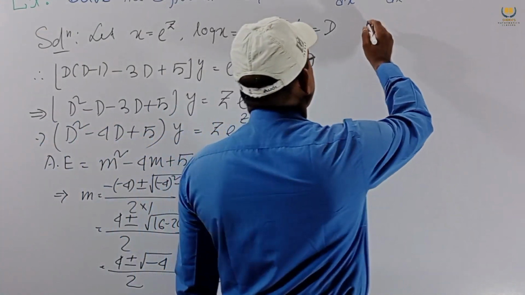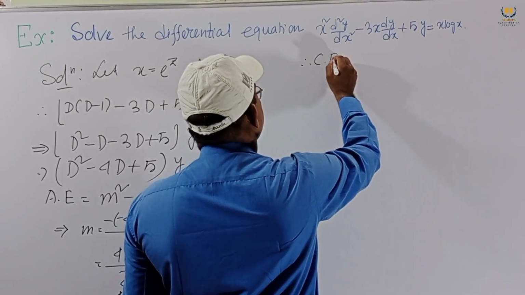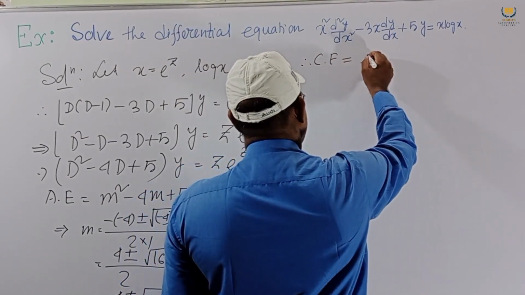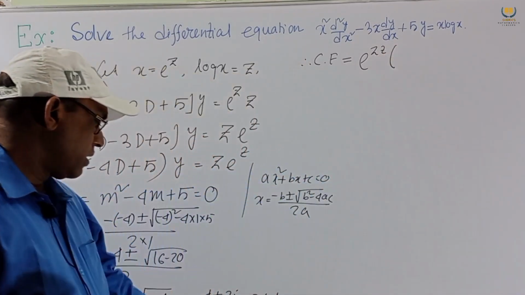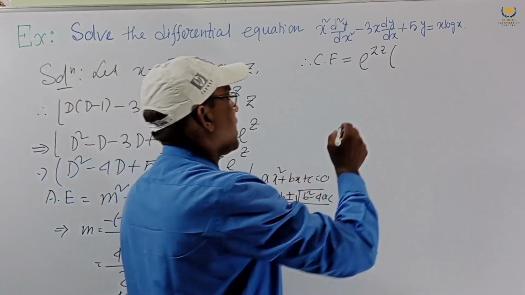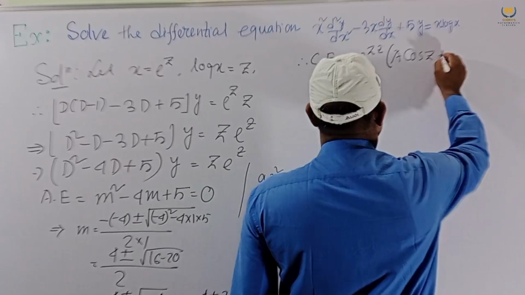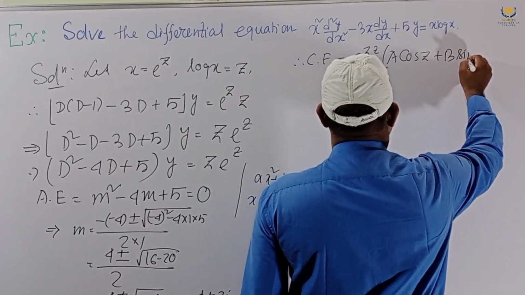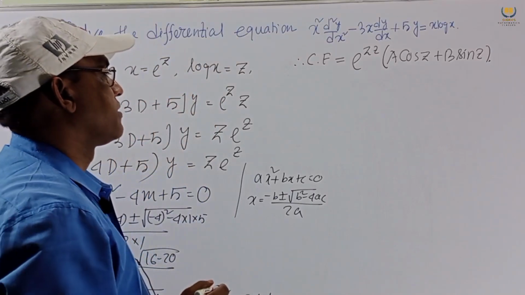Therefore the complementary function equals e to the power 2z into, the real part 2 and imaginary part i, a cos z plus b sin z. This is our complementary function.